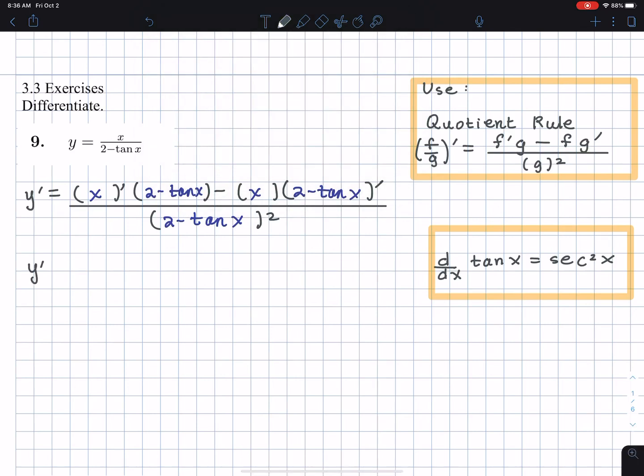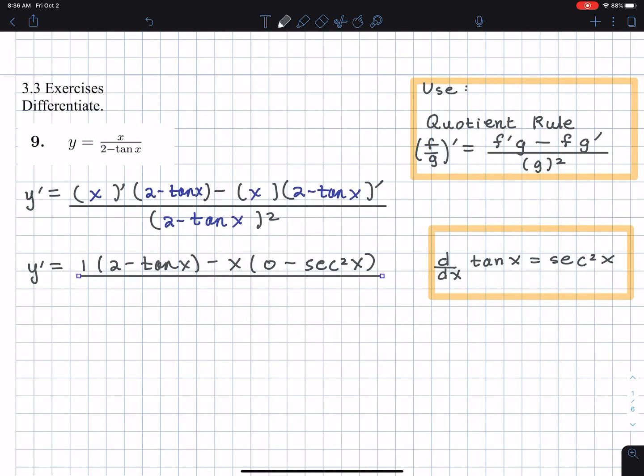So then I'm going to actually take the derivative. I have the derivative of the numerator, so that's x prime, which is just 1. And then I multiply by the denominator. Then I subtract x, which is the numerator, times the derivative of the denominator. The derivative of 2 is 0, minus, and the derivative of tangent x is secant squared x. And then I divide that whole thing by 2 minus tan x, all of that squared.